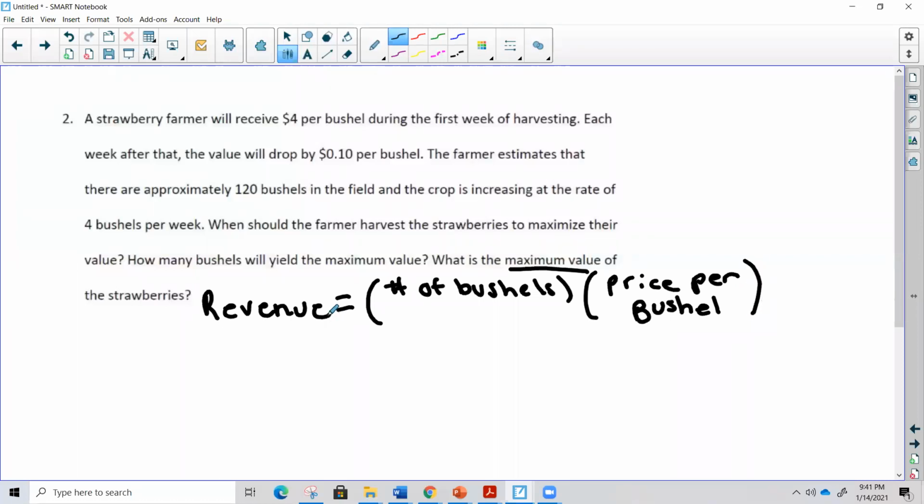Okay, so they're telling me, for example, they'll receive $4 per bushel during the first week of harvesting. Each week after that, the value drops by 10 cents per bushel. So what we're really trying to figure out is what week we need to sell them. So our X is going to be the number of weeks after the first week.